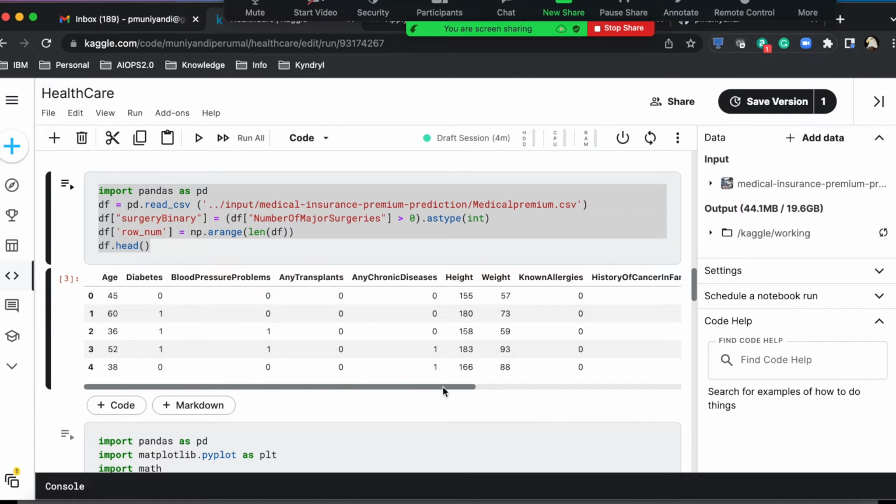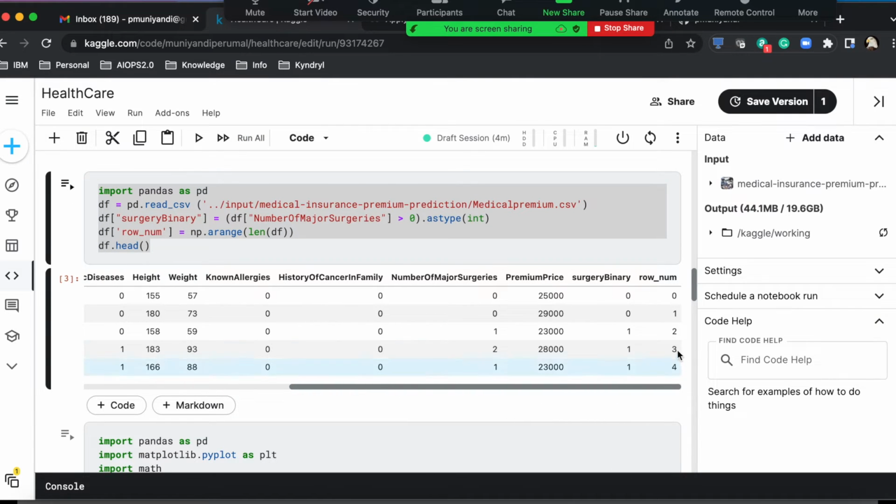Now you get actually two more extra lines. See here, a row number. For some other reason I need a row number. I introduce row number 0, 1, 2, 3, and then binary surgery is a binary. So here in surgery, if you noticed, the number is 2. Here it's become 1. So how many surgeries has he had?